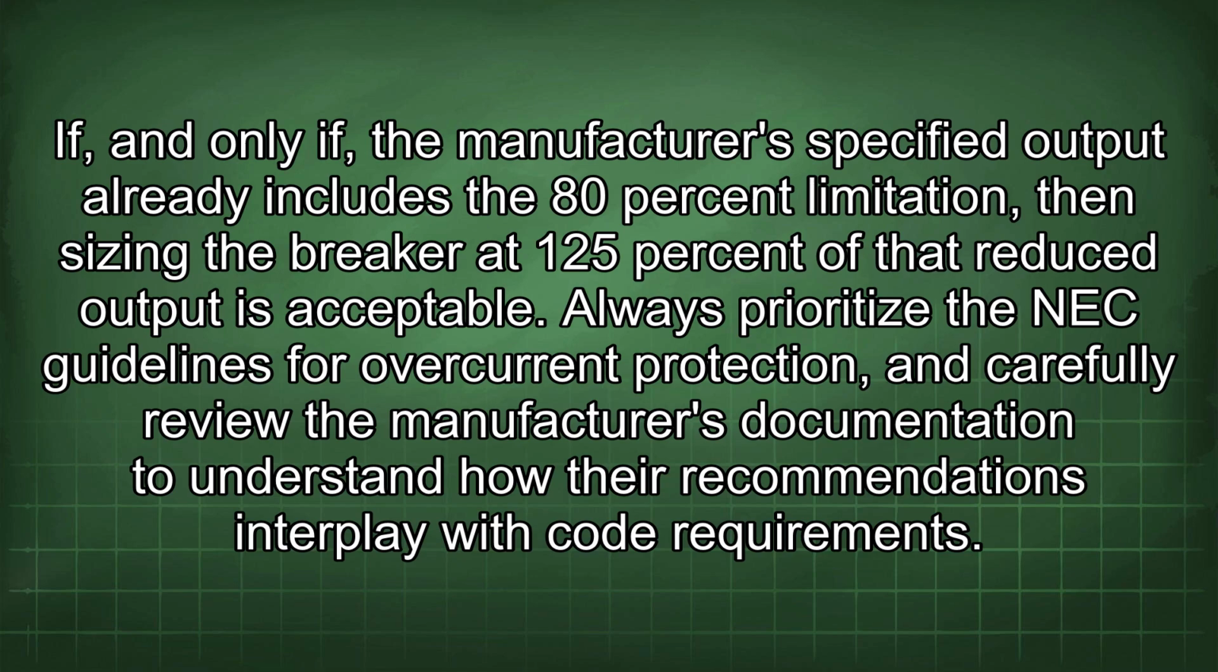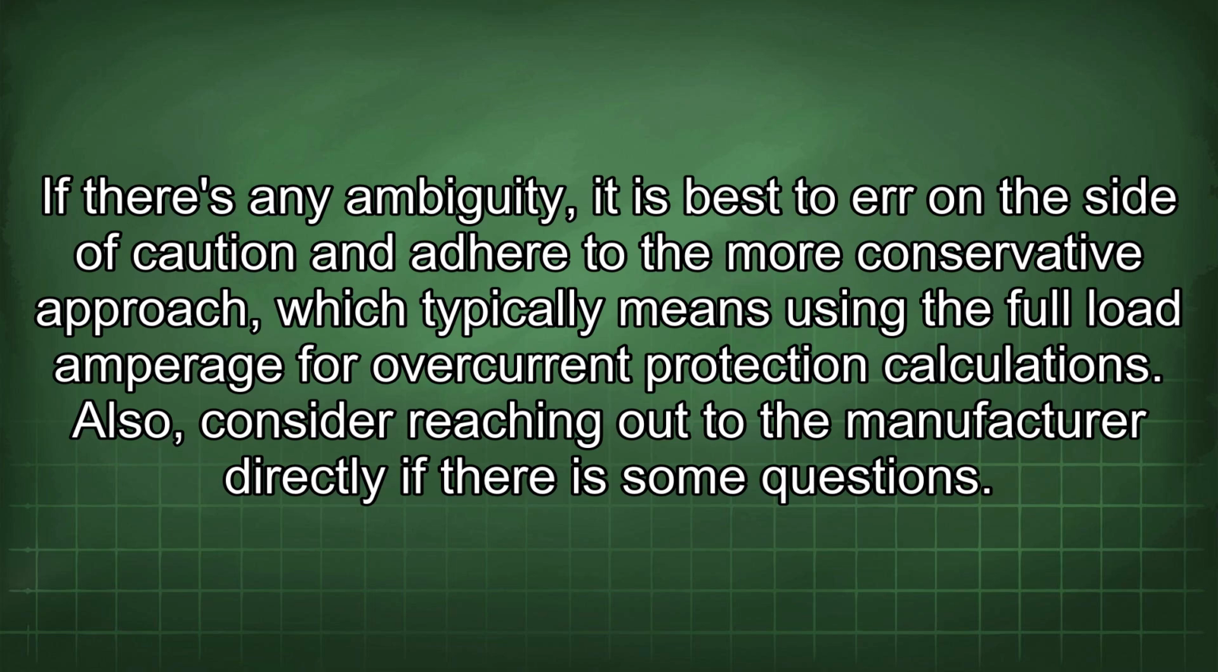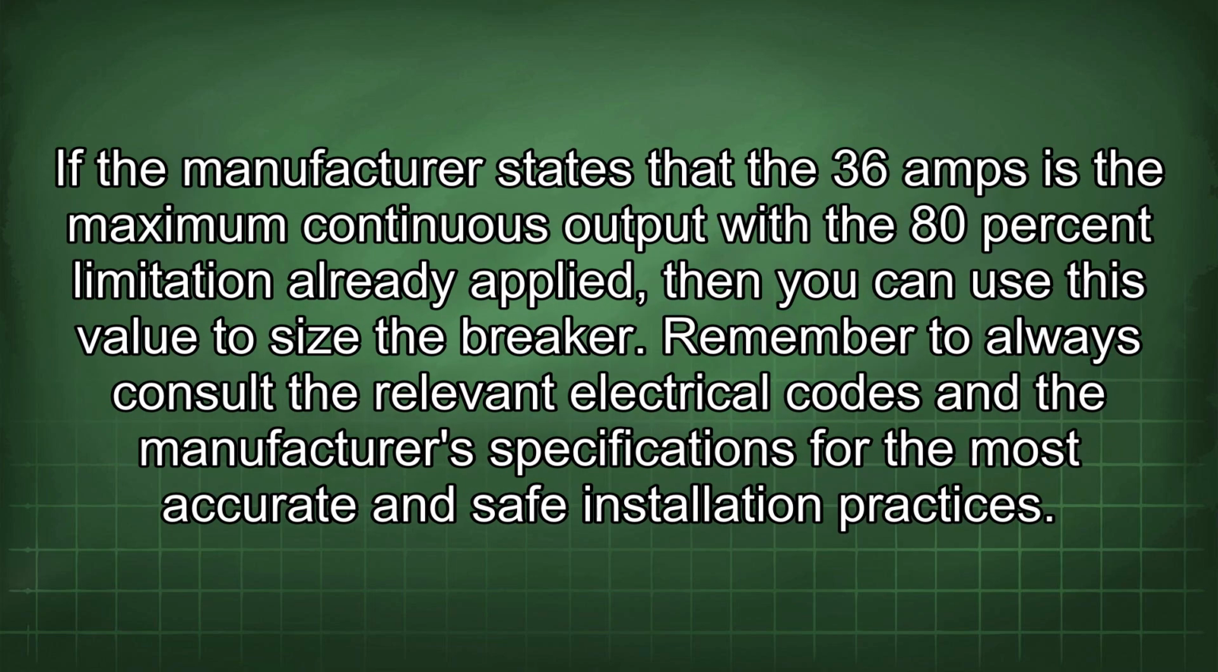Always prioritize the NEC guidelines for overcurrent protection and carefully review the manufacturer's documentation to understand how their recommendations interplay with code requirements. If there's any ambiguity, it is best to err on the side of caution and adhere to the more conservative approach, which typically means using the full load amperage for overcurrent protection calculations. Also, consider reaching out to the manufacturer directly if there are any questions. If the manufacturer states that the 36 amps is the maximum continuous output with the 80% limitation already applied, then you can use this value to size the breaker.